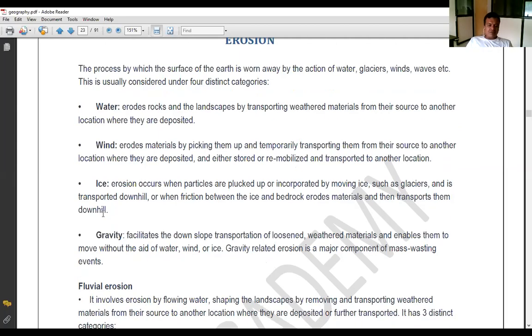And last is ice, which is called glacial erosion. Glacial erosion is due to moving ice. We know that when the ice is deposited at a sloping area, obviously the ice moves at a slow rate.